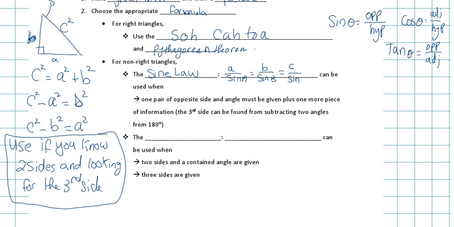Right? And the other formula would be the same thing, it's just inverted. Sine A over a equals sine B over b equals sine C over c. Okay? This one I use when I'm looking for a side. And this one I use when I'm looking for an angle.